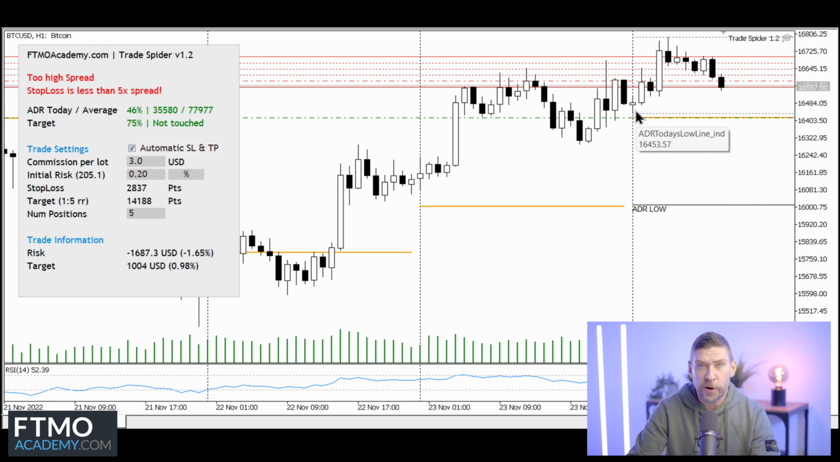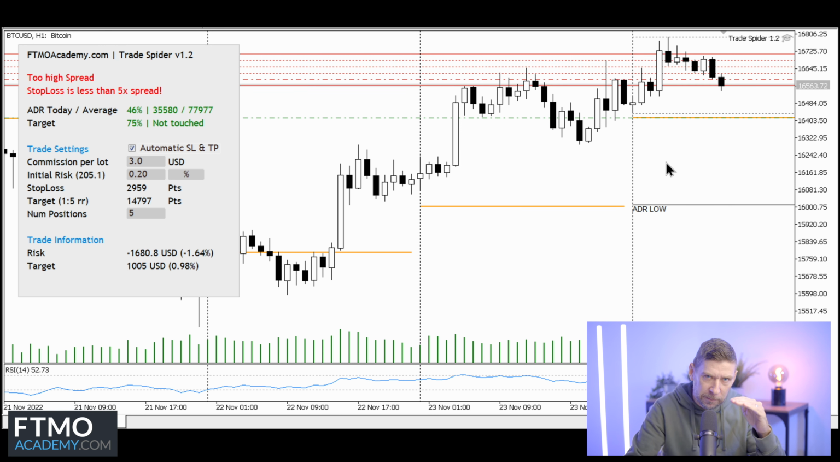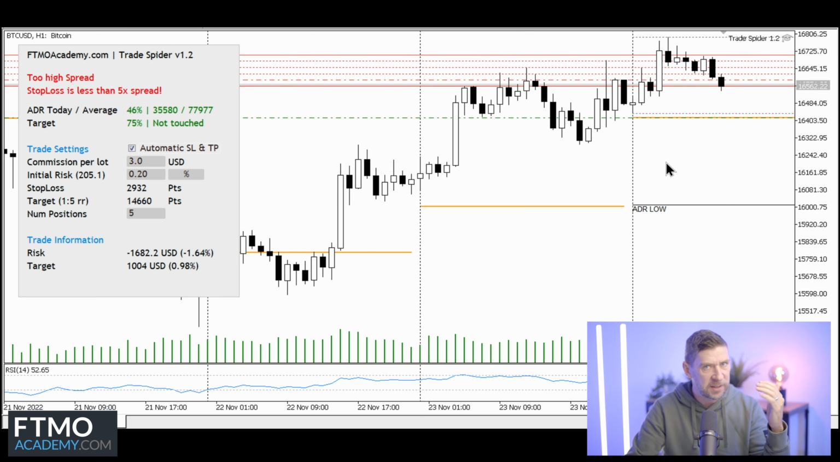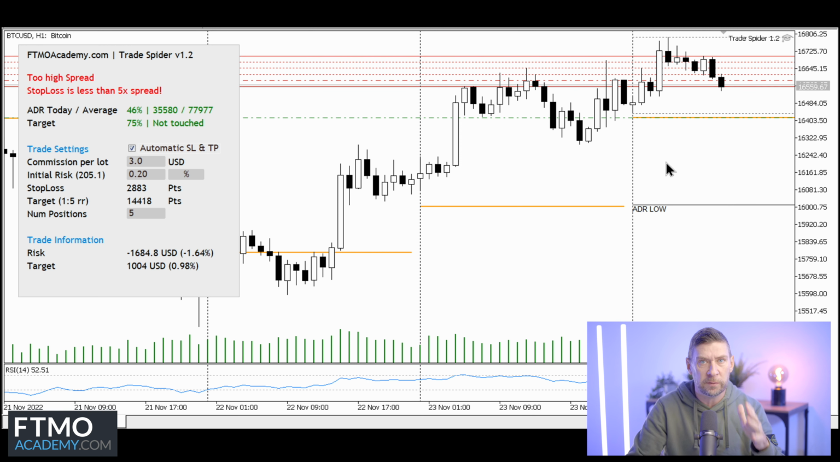Let's look at it. I prefer not to take the trades that have already been very close to the target, the orange line, today, because I've seen it so many times that the price has barely been to the target a couple of hours ago, and I take the trade and it never reaches the target. I've seen this many times, but that's just me. I mean, you do whatever you want.